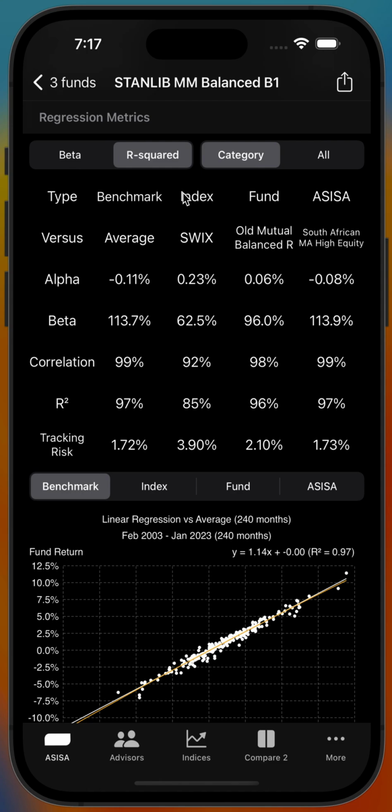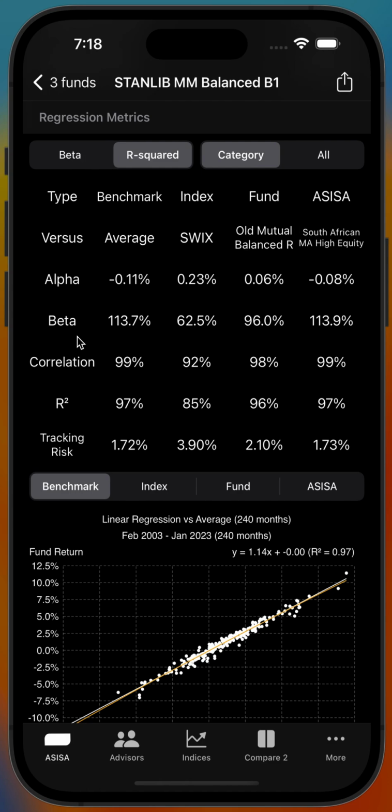I'm also going to do it against every single index or all those sort of benchmarks that are listed above, but indices specifically, and find the best matching one, as well as all the funds in the ASISA category, and also ASISA categories themselves, the average return for ASISA category, just to see which fund, which ASISA category does this fund regress the highest against. And there's two ways to test or to select the best in this case, when we're talking about the best index, best fund, and best ASISA category that it regresses against.